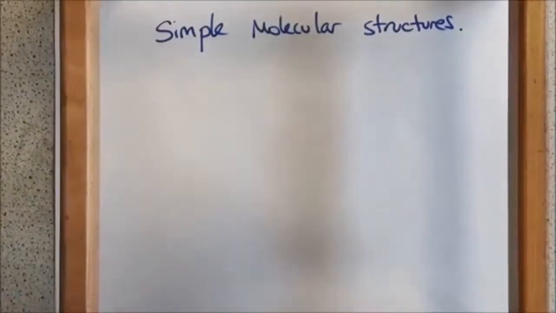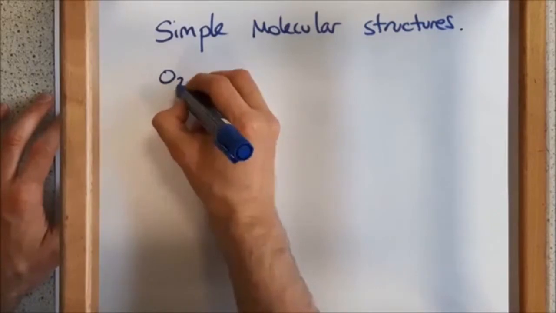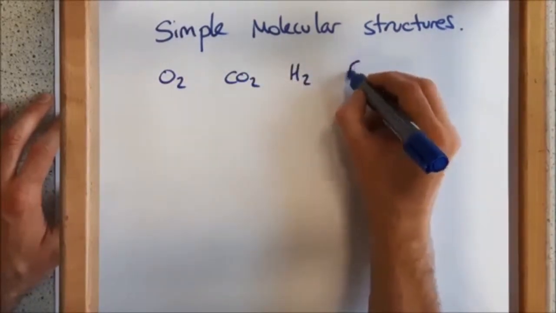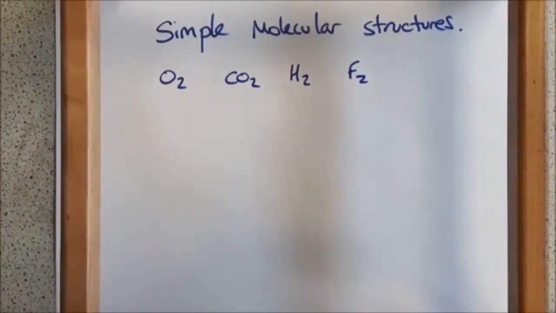Hello there, and welcome to this video on simple molecular structures and how they link to their properties. Simple molecular structures are things like O2, CO2, H2, F2. Basically, almost all of them are diatomic molecules. There are some that are more like CO2, but they all pretty much are gases.